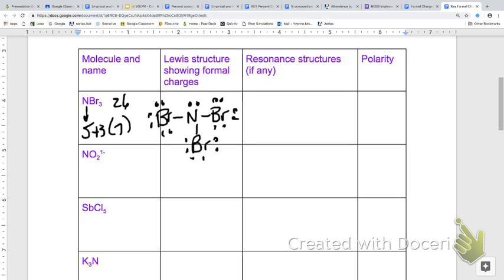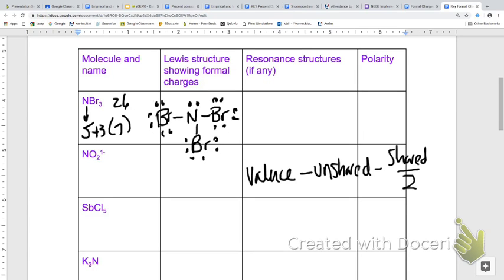Now we'll check the formal charges to see if this is the most reasonable structure. So remember, there's 2 ways you can do it. You can follow the formula, which is the number of valence electrons the element has, minus the unshared electron pair, minus the shared ones in the bonds, divided by 2.